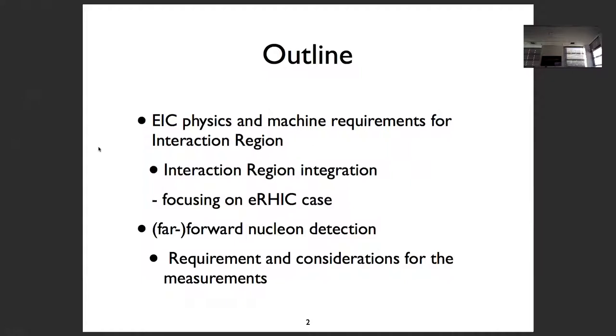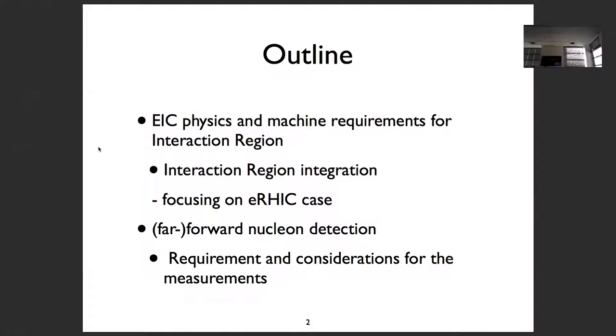These are the items I'm going to discuss today. I'll go very briefly through EIC physics and the machine requirements, focusing on the interaction region, and how we integrate the physics and machine in the interaction region, IR. For this whole discussion, I'm going to focus on the ERIC case. EIC is the generic name for electron ion collider. ERIC is a specific name for the proposal from the Brookhaven side. There's another proposal I'm going to show you briefly.